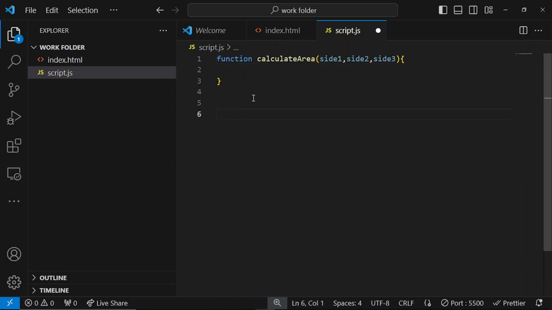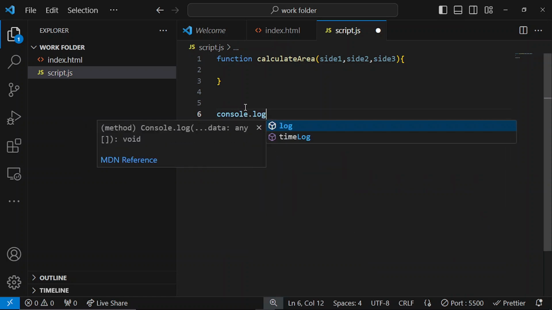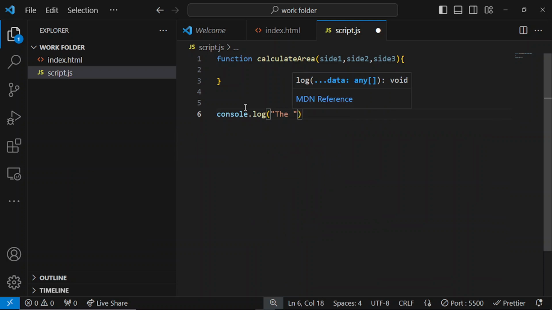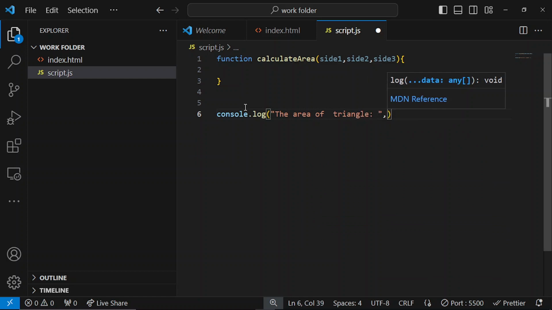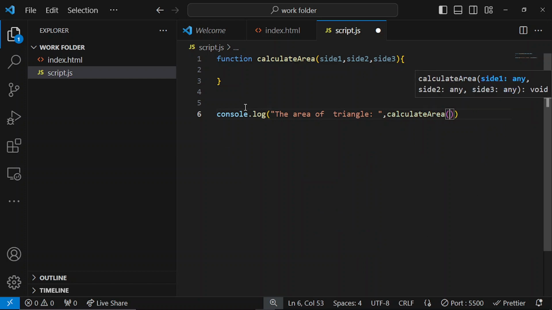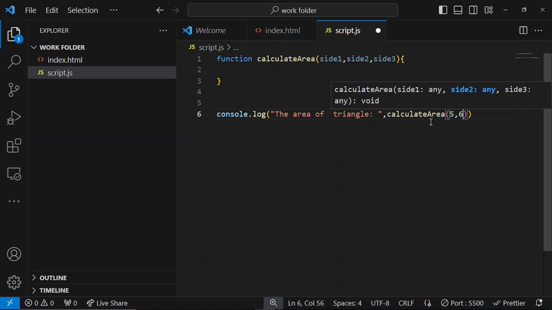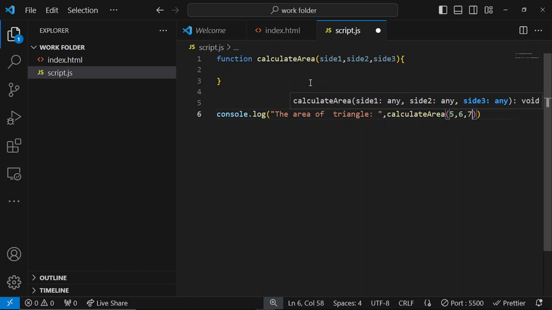Yep. And here I can provide the sides, and I can calculate the area, and here I'll print the result, whatever the calculate area function will return to me. So the first side I'll provide 5, second will be 6 and third will be 7.